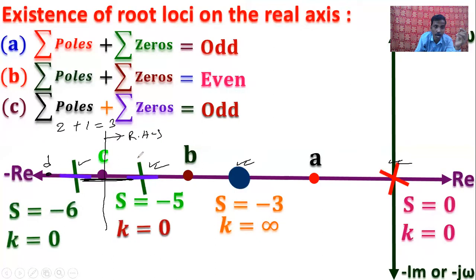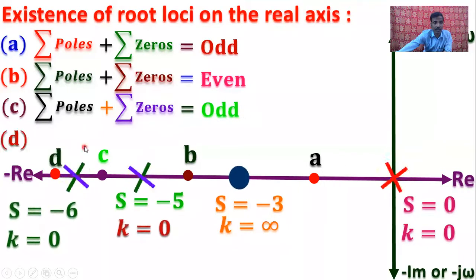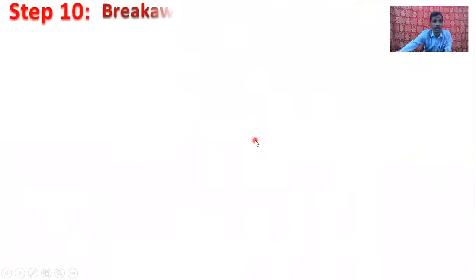The summation of poles equals 1, 2, 3, and the summation of zeros equals 1. The root locus does not exist in s equals -6 to -infinity. This is the existence of the root locus on the real axis definition. At the D point, the summation of poles equals 3 and zeros equals 1, so the total equals 4. That's why the root locus does not exist.